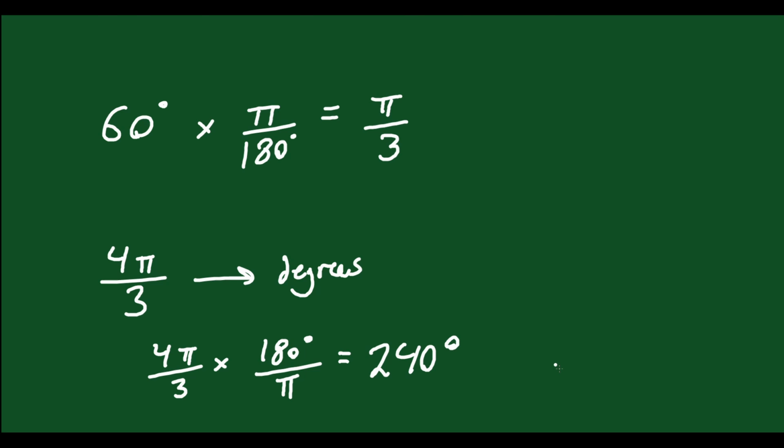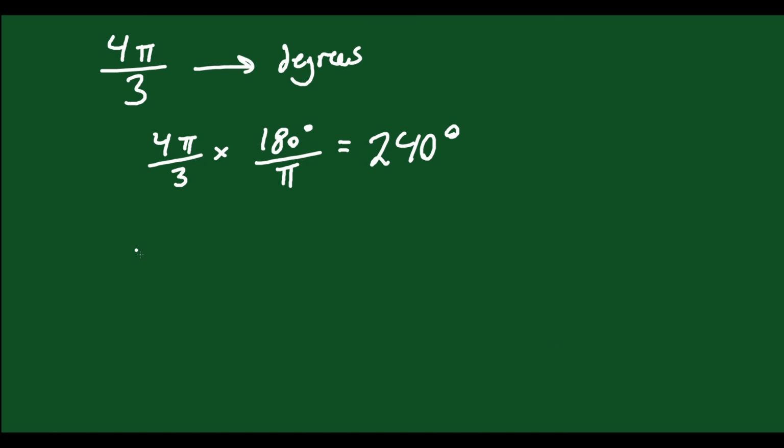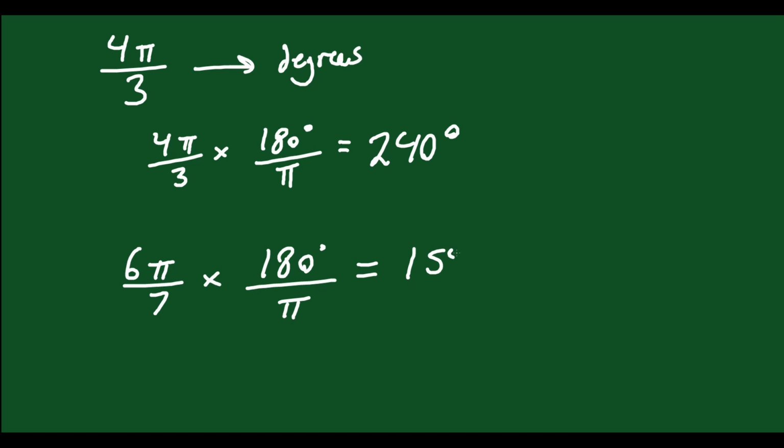Okay, we can do another one. We can say 6 pi over 7, and I want to put that into degrees. Again, you multiply by 180 degrees over pi, multiply that, and you're going to get 154.29 degrees. So if it doesn't multiply nicely into a number, you might have to round it like this, or have a decimal, something like that, and that's okay, right?